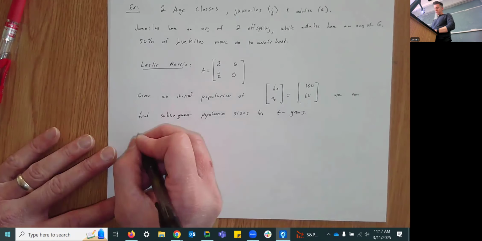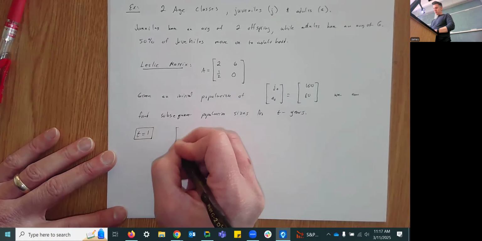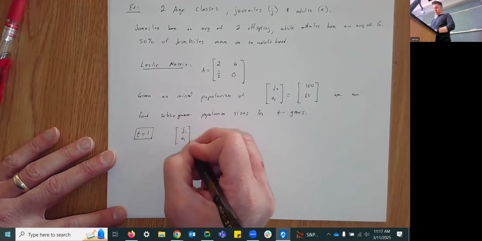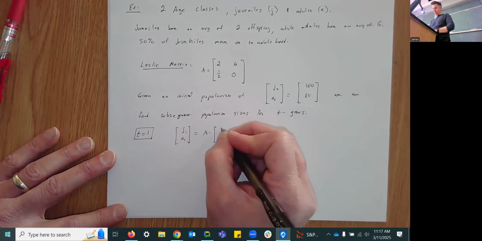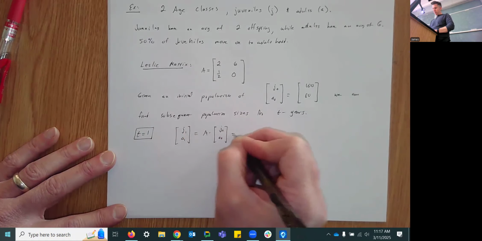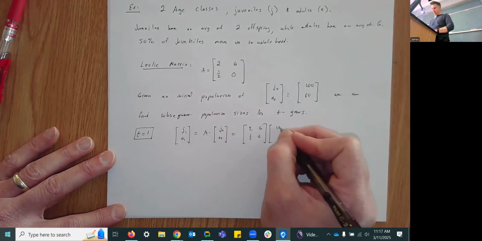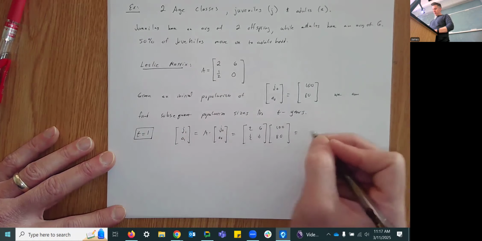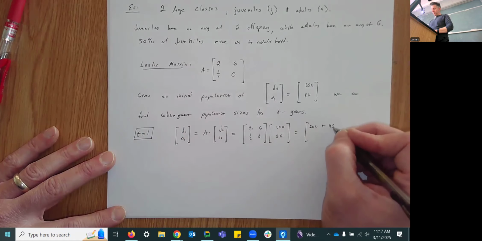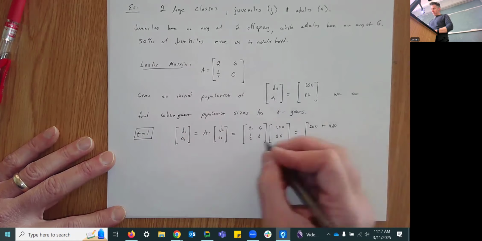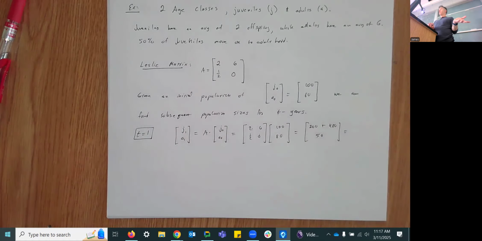So let's see what it is for T equal to 1. So T equal to 1, we're going to have that J1, A1 is equal to our matrix A times J0, A0, which is going to be 2, 6, 1/2, 0, multiplied by 100, 80. Let's see, we're going to get 2 times 100 plus 6 times 80, and then 1/2 times 100 plus 0 times 80.